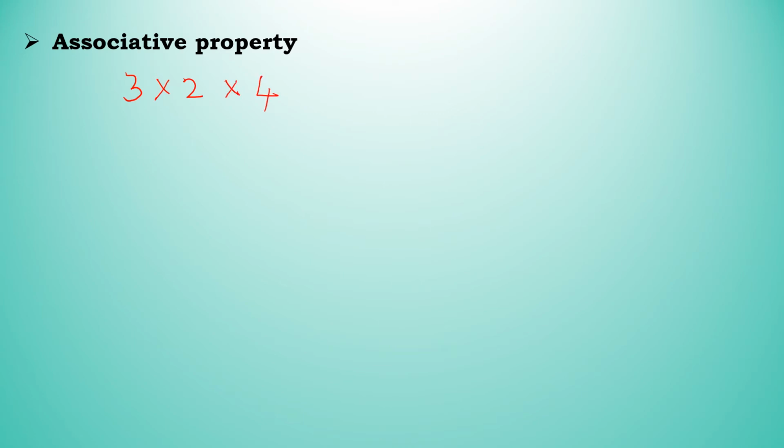Next, let us look into the associative property of multiplication. Let me take three numbers. 3 multiplied by 2 multiplied by 4. So let me group 3 and 2. So what do I get? 3 multiplied by 2 is 6. 6 multiplied by 4 will be equal to 24.